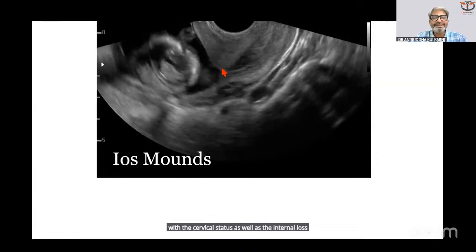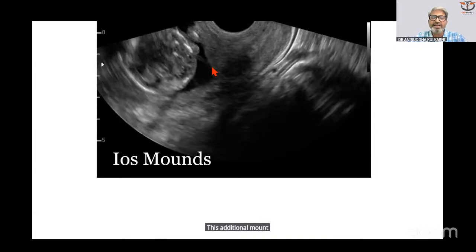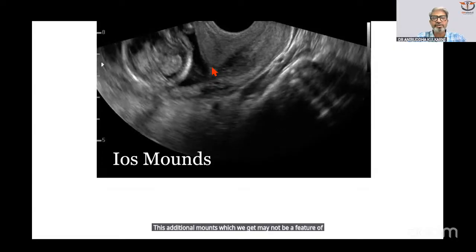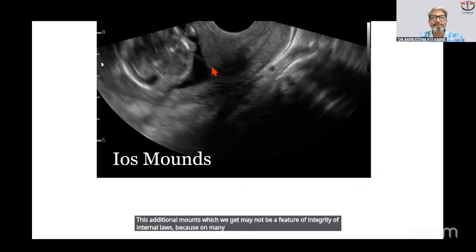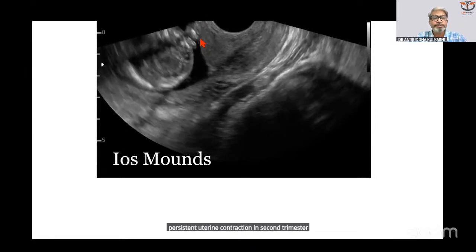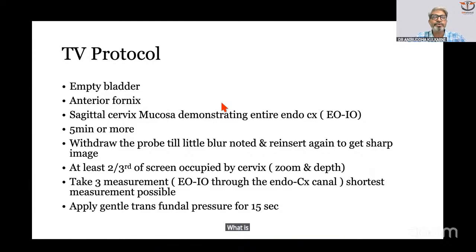But now we have decided that these additional mounds which we get may not be a feature of integrity of the internal os, because on many instances there can be a persistent uterine contraction in the second trimester which is responsible for such mounds. What is a typical transvaginal protocol for assessment of internal os and cervix?